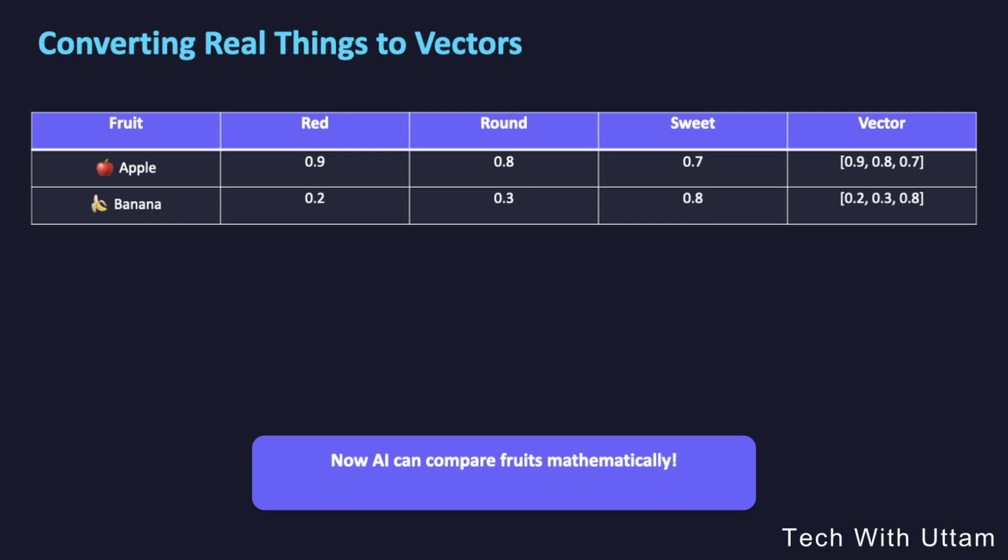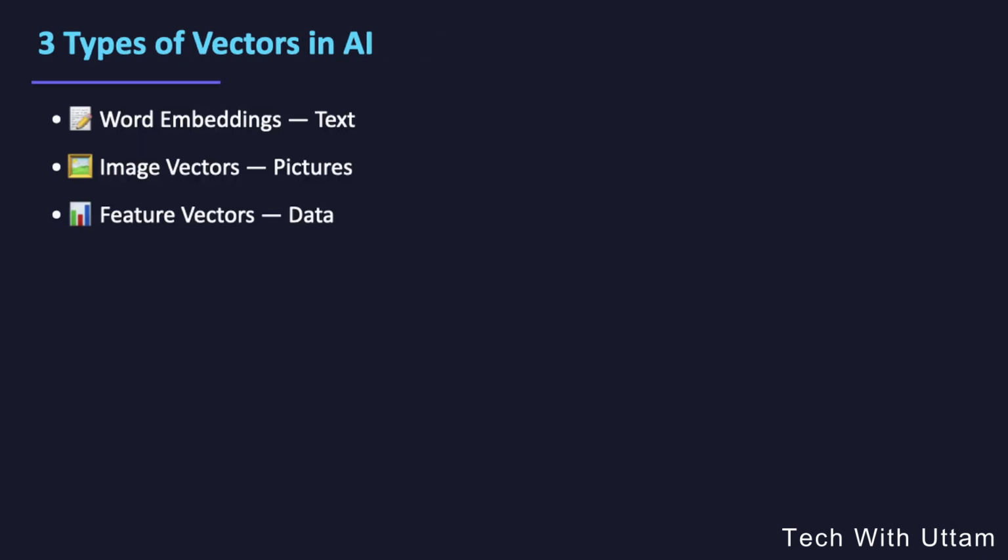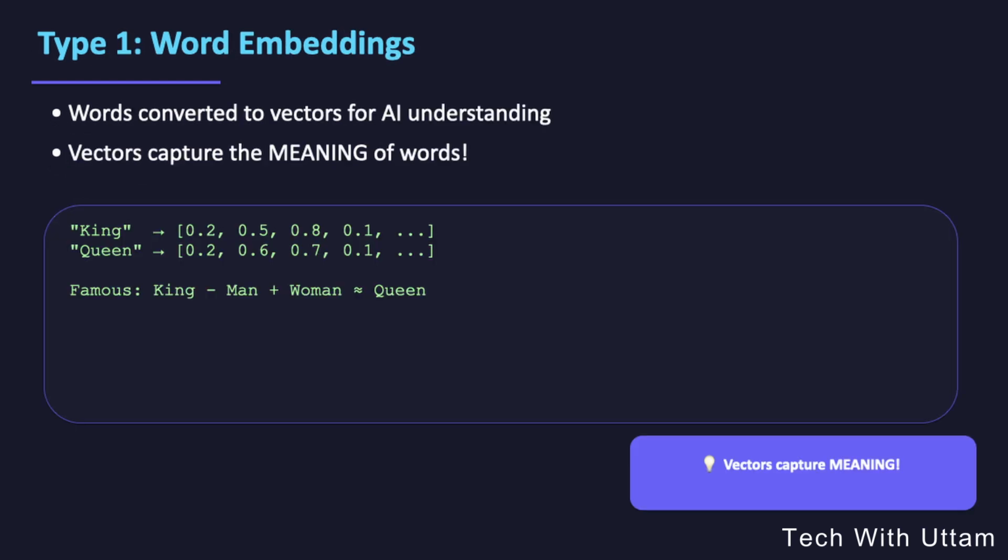There are 3 main types of vectors you'll see in AI. Let's go through each one. First up, word embeddings. This is how AI understands language. Every word gets converted into a vector with hundreds of numbers. King becomes a vector, queen becomes a vector, man and woman each become their own vectors.